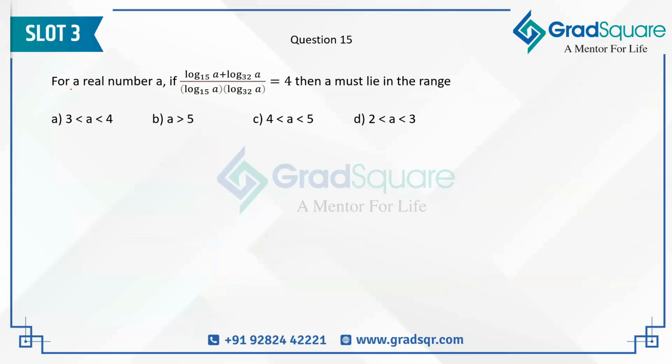Let's look at this. For a real number a, if log of base 15a plus log of base 32a divided by log of base 15a times log of base 32a is equal to 4, then a must lie in what range? That is what the question is. Right now, log of base 15a and log of base 32a, but the input value of all the logs is the same.